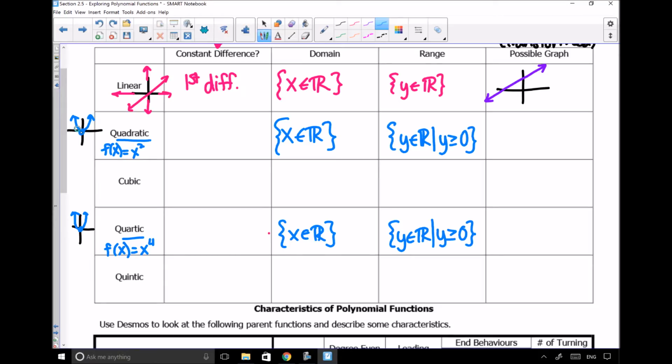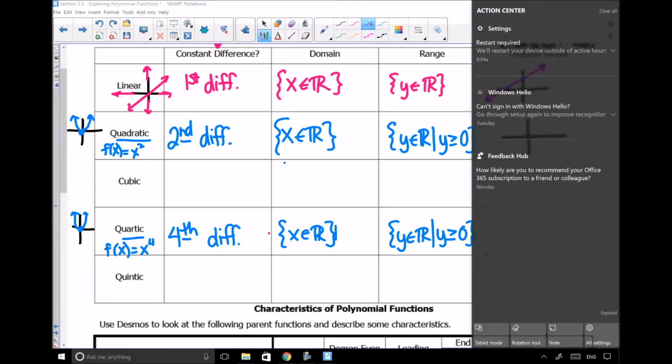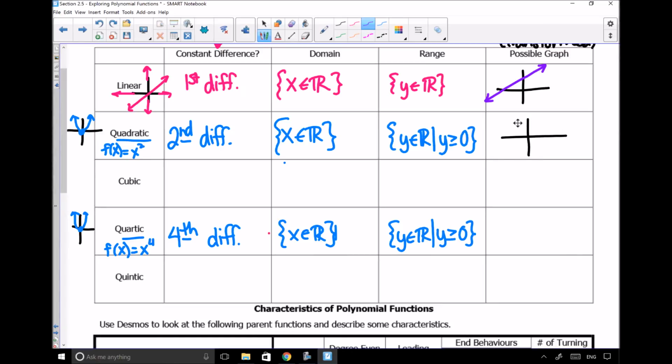Okay, the differences will be constant in a quadratic when we have our second differences. And they'll be constant with our fourth differences for our quartic example, okay? Now, possible graphs, you guys know in a parabola, I can have parabolas that are upside down, I can have parabolas that are shifted over, shifted down, it doesn't matter. So I could have a parabola that looks like this right here, which changes a lot of the features of my graph right here, okay?